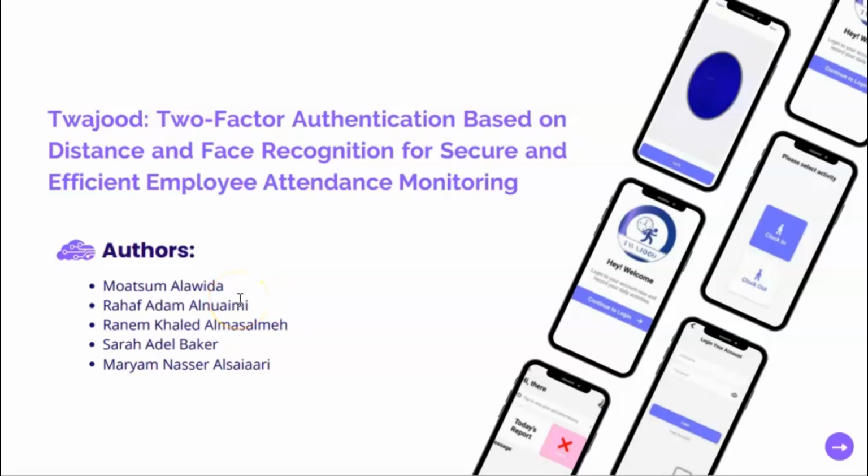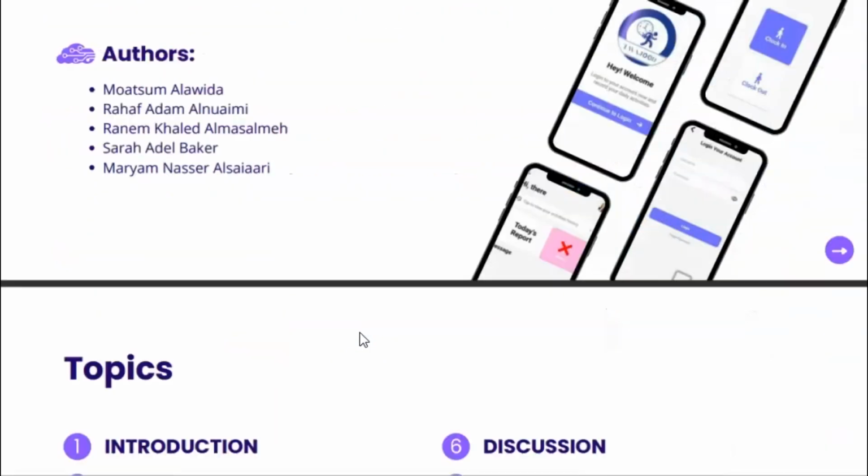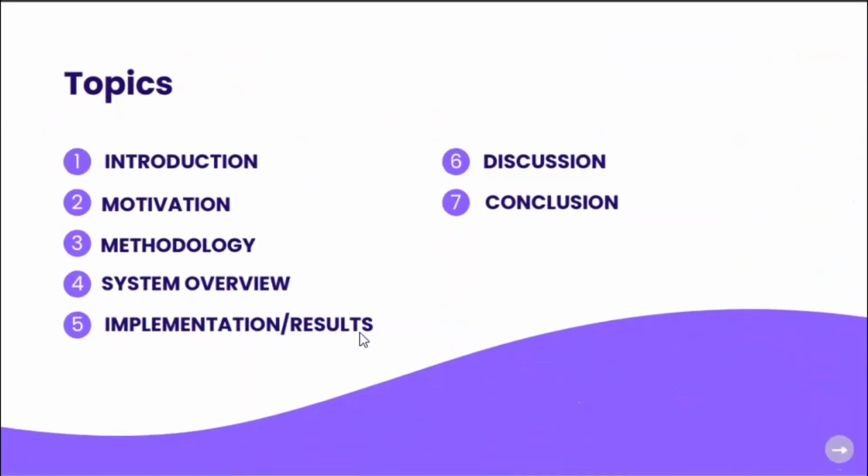Good evening, everyone. My name is Rahaf Adam Al-Naimi, and I'm one of the authors and developers of the system TUAJUT that I'll be presenting today. I'm presenting all the way from the United Arab Emirates, specifically Abu Dhabi University in Abu Dhabi. TUAJUT is a two-factor authentication based on distance and face recognition for secure and efficient employee attendance system. The topics I'll be presenting today are as follows: introduction, motivation, methodology, system overview, implementation and results, discussion, and finally, conclusion.